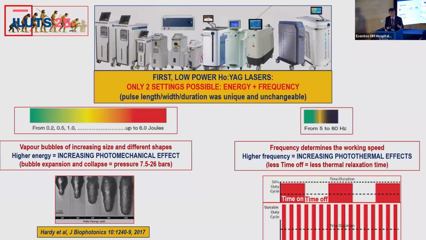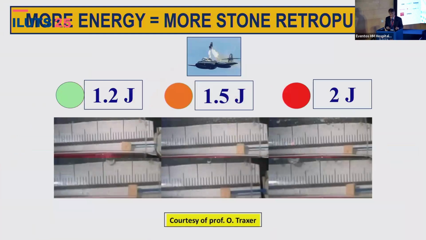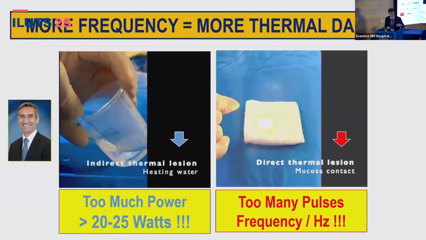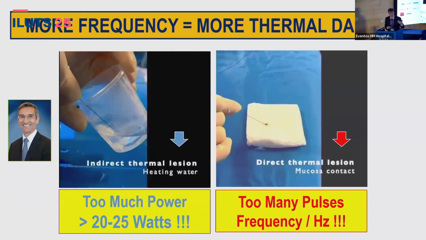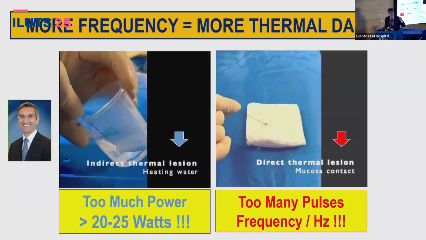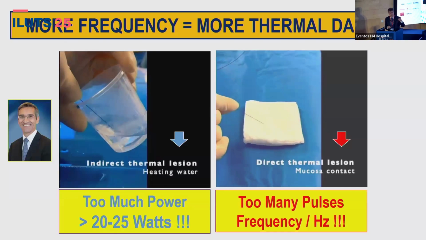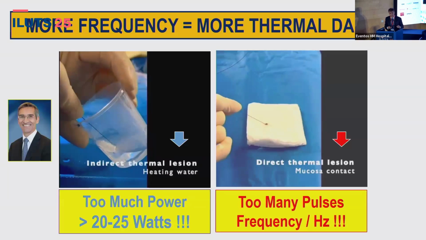and also increasing the frequency. You have to know, and I really underline the safe way to use the laser: don't increase the frequency too much, because with increasing frequency, you decrease the time in which you can decrease the temperature inside. And as you can see here, if you increase the energy, you have more retropulsion. And when you increase the frequency, you have to take care, especially when you are using this in the papilla or into the ureter, as you increase the thermal damage.